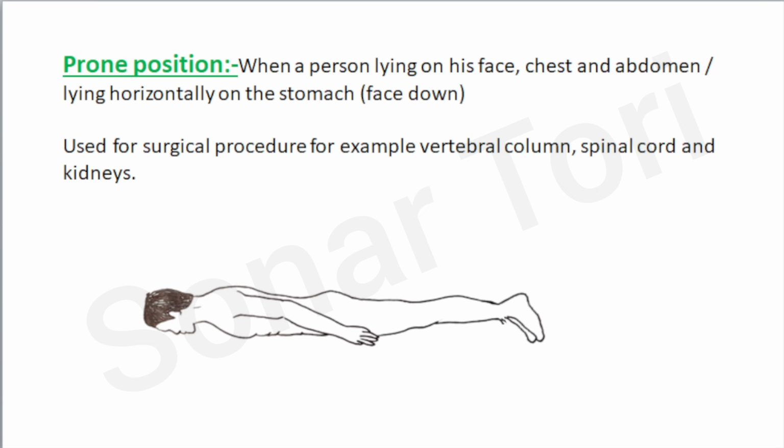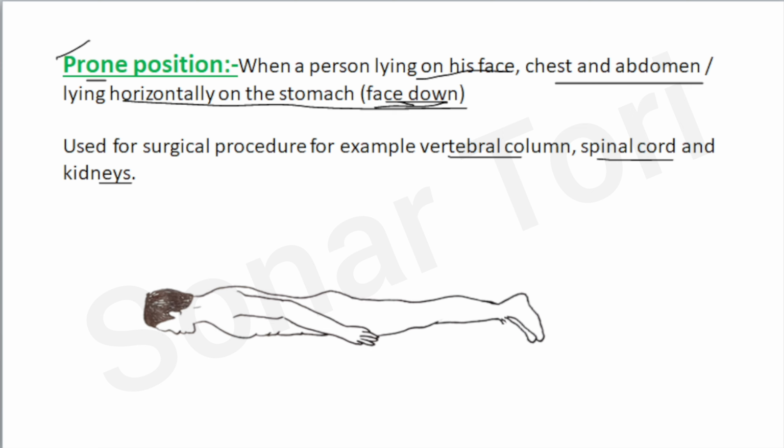Then prone position. The opposite of the supine position is called the prone position. When a person is lying on his face, chest and abdomen, this specific position is called the prone position. Or when this person is lying horizontally on his stomach, this position is also called prone position. Or you can say when a person's face is downward, this is called the prone position. This position is mainly used for surgical procedures, for example of the vertebral column, spinal cord and kidney.